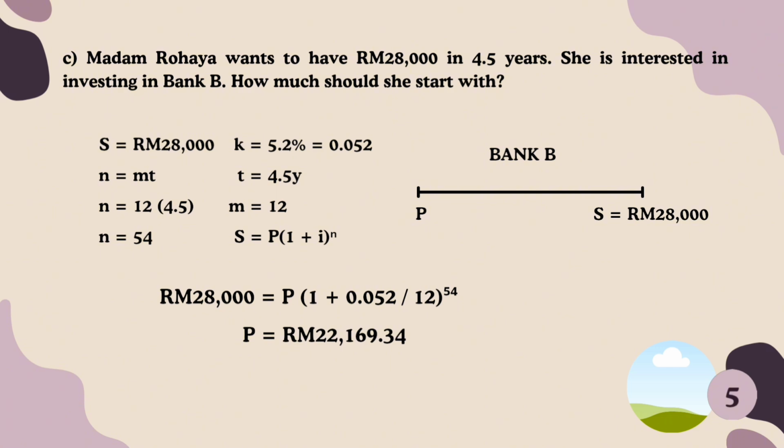So now I want to discuss question part A for C and D. So question C is Madam Rohaya wants to have RM 28,000 in 4.5 years. She is interested in investing in Bank B. How much should she start with?